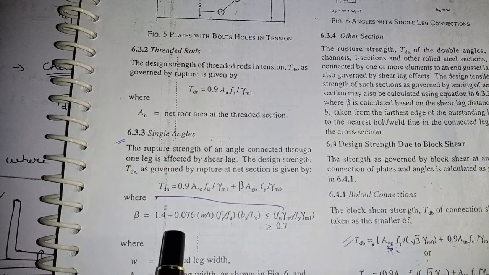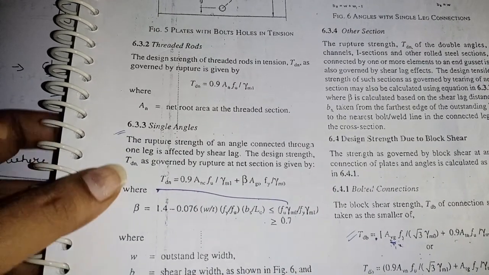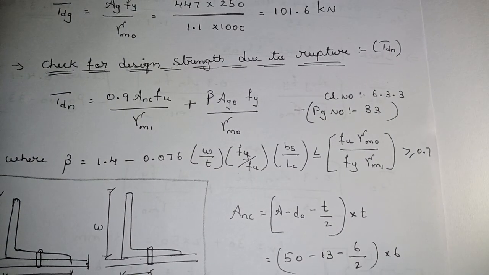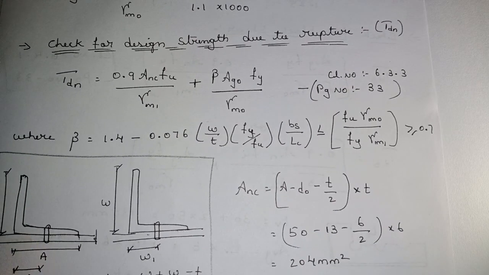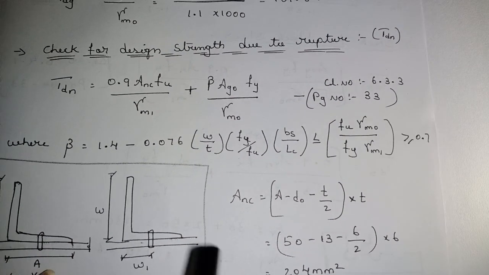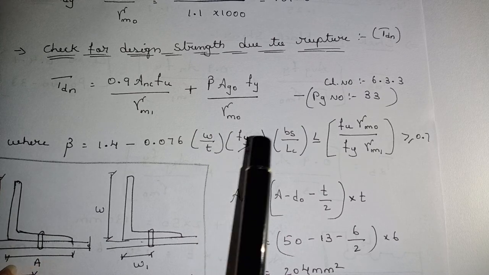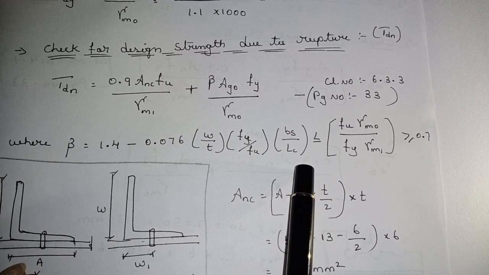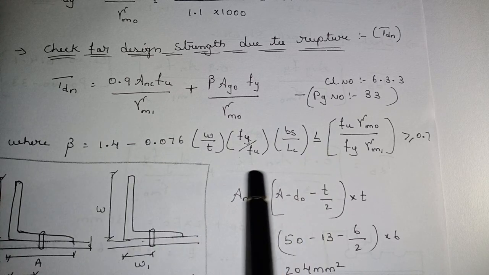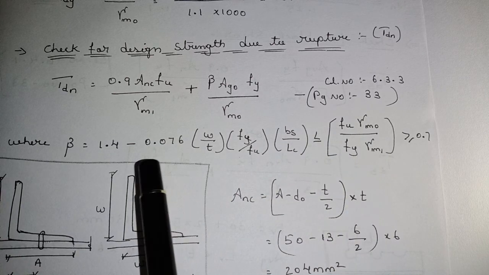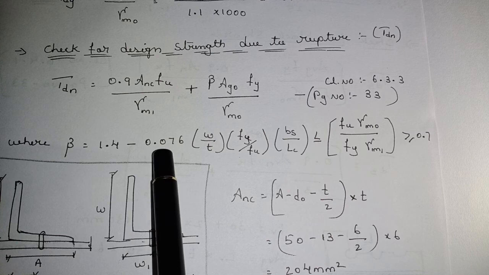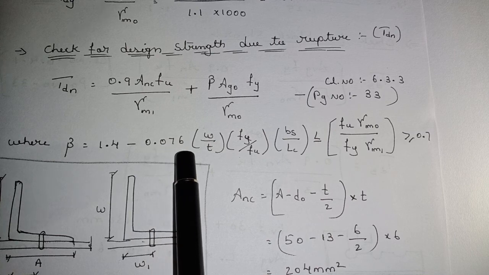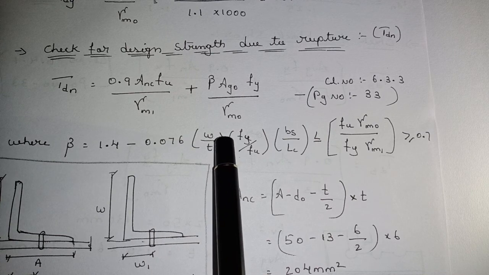So how do we find this? Here is the equation: W by T, Fy by Fu, Bs by Lc. First we'll find out this, and I'll tell you what this is. Now 1.4 is a constant, 0.76 is a constant. Now we need to find out what W is.